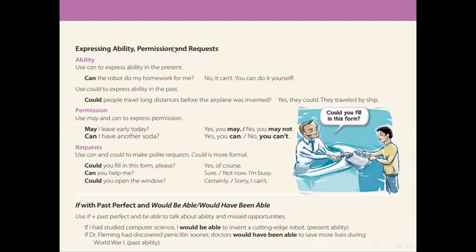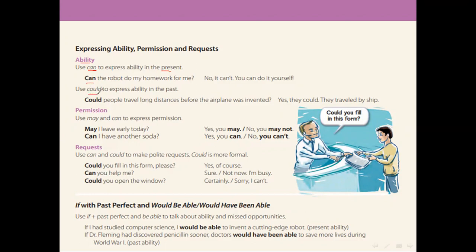How can we express ability, permission, and requests? Ability. Use can to express ability in the present. For example, can the robot do my homework for me? No, it can't. You can do it yourself.